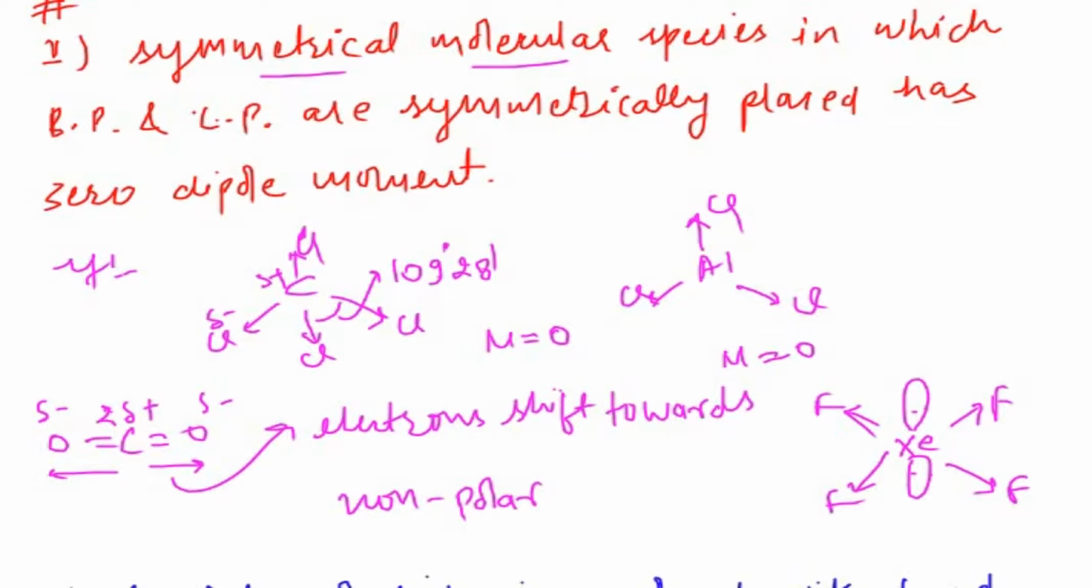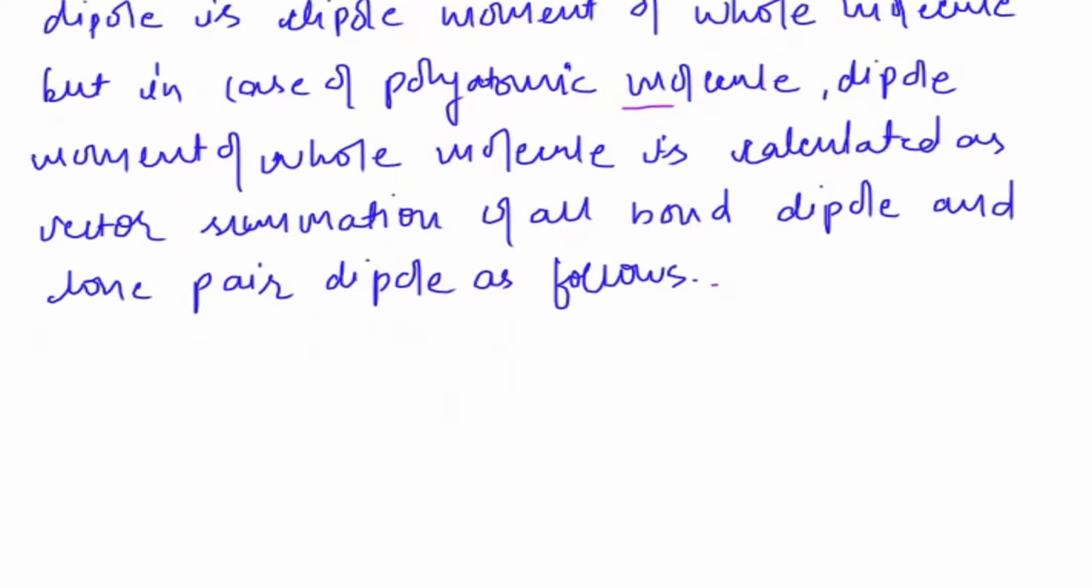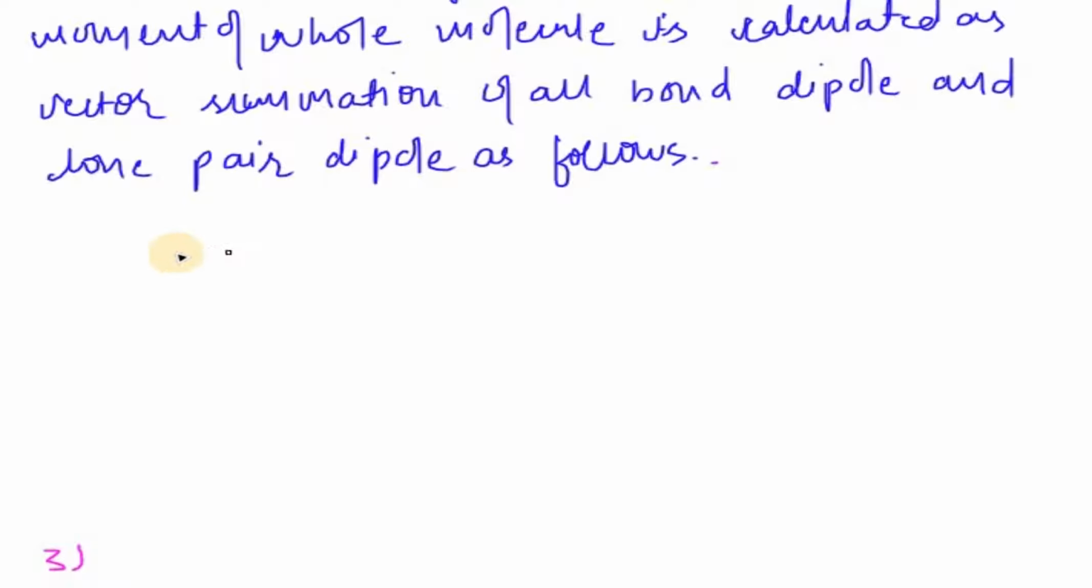Now let's see one more important point. In the case of a diatomic molecule, its bond dipole is the dipole moment of the whole molecule. But in the case of a polyatomic molecule, the dipole moment of the whole molecule is calculated by vector summation of all bond dipoles and lone pair dipoles, as follows. So we have seen how the vector is shifted. Let's understand it through an example.